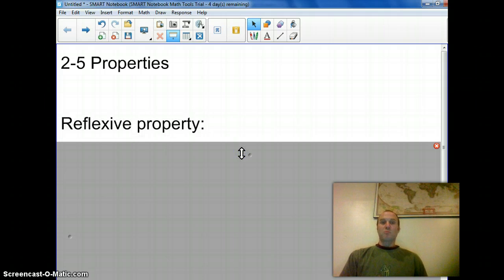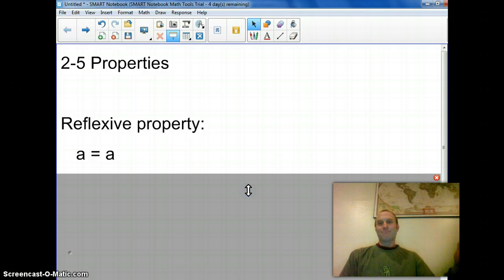We're going to start with the reflexive property. So you should definitely be putting a box around this. This is a property definition theorem that you would need to know. So you'd be putting boxes around all these things. And the reflexive property says something pretty silly. It says that A equals A.